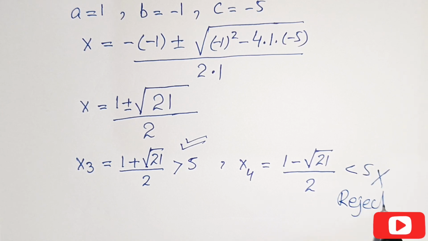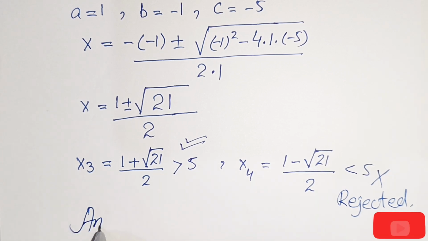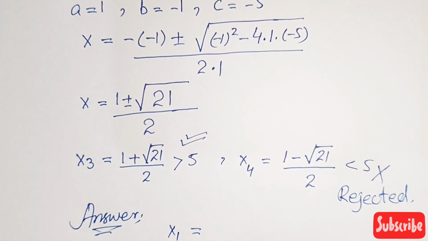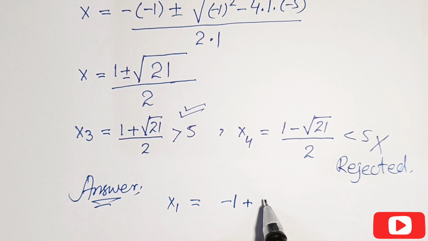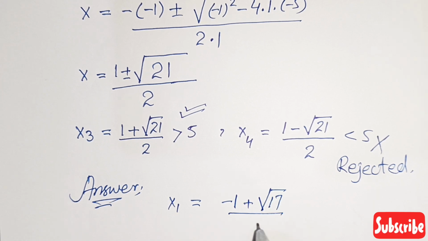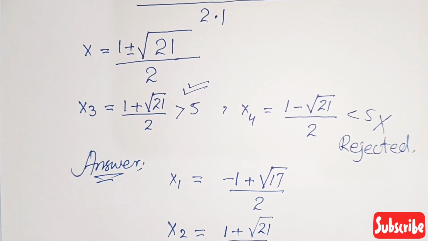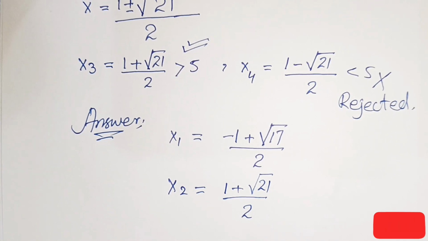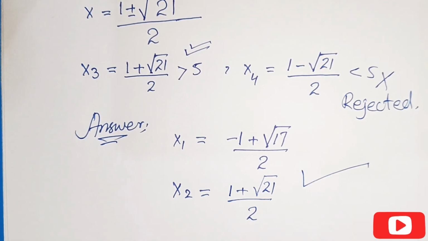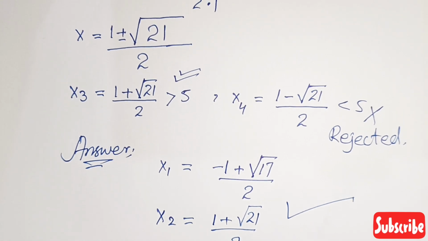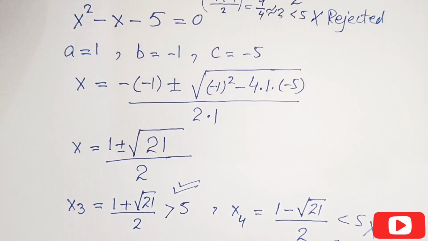Now we have two possible solutions of this problem. First one is x1. Now we just write our final answer here. So x1 is equal to minus 1 plus square root of 17 over 2, and the second is x3, which is 1 plus square root of 21 over 2. So these are our two possible solutions, so it is our final answer. Now you can check the entire solution step by step.